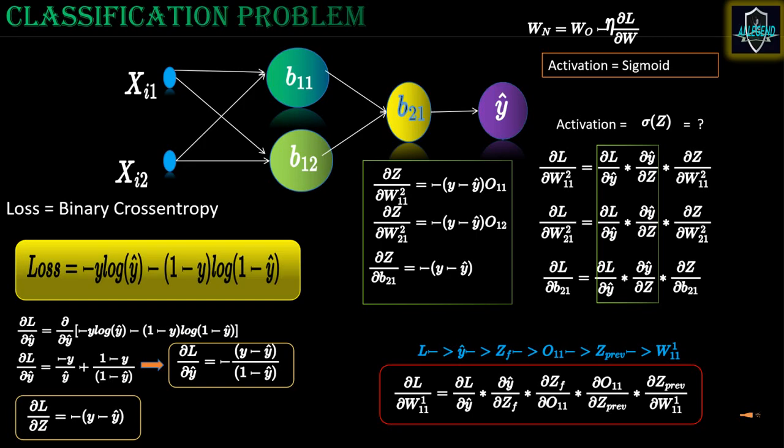Then del L is equal to del L over del Y hat. If we see the dependencies, just listen carefully. L is dependent on Y hat, so the equation became del L over del Y hat. Then y hat is dependent upon zf, so the equation became multiplied by del y hat over del zf. Since zf is dependent upon O11, del zf over del O11. Then O11 is dependent upon z prev, then del O11 over del z prev. Then z prev is dependent upon W111, so del z prev over del W111.